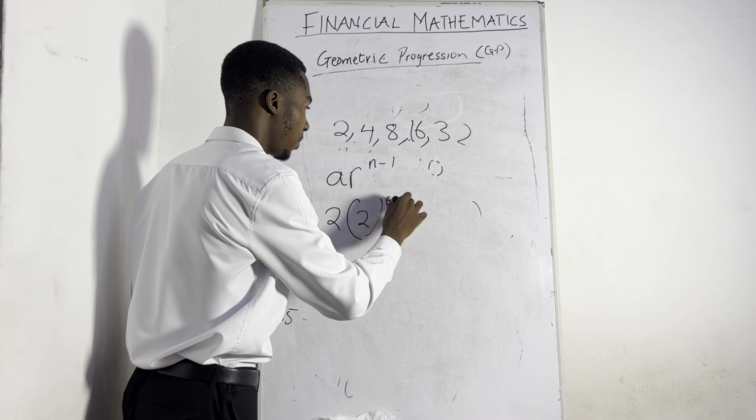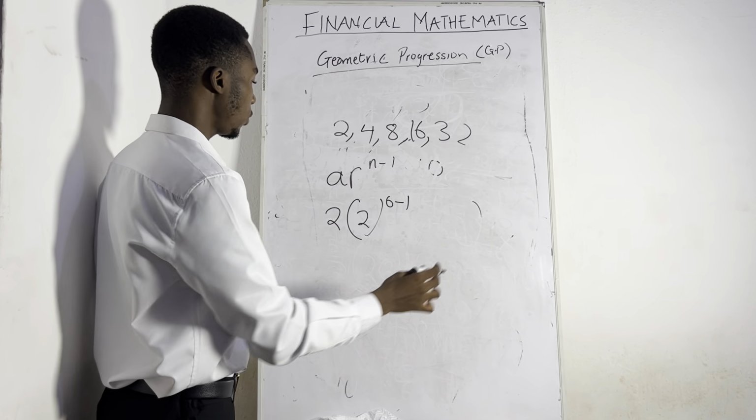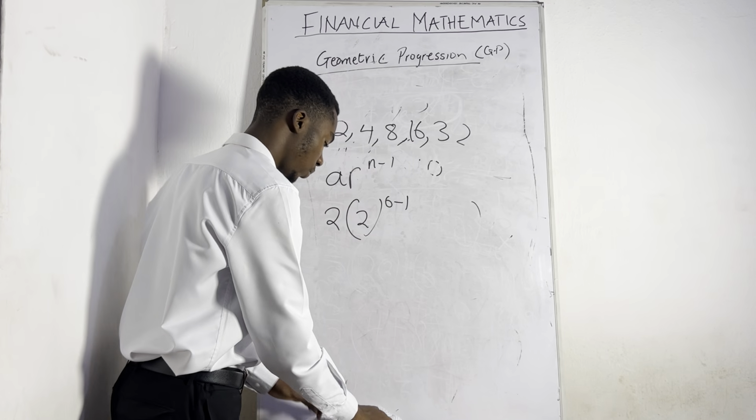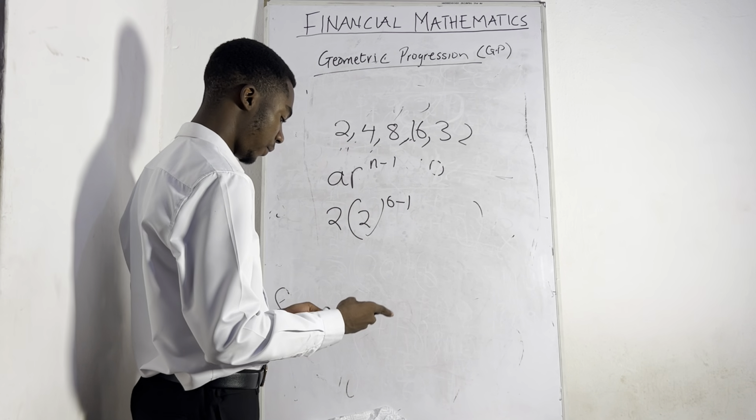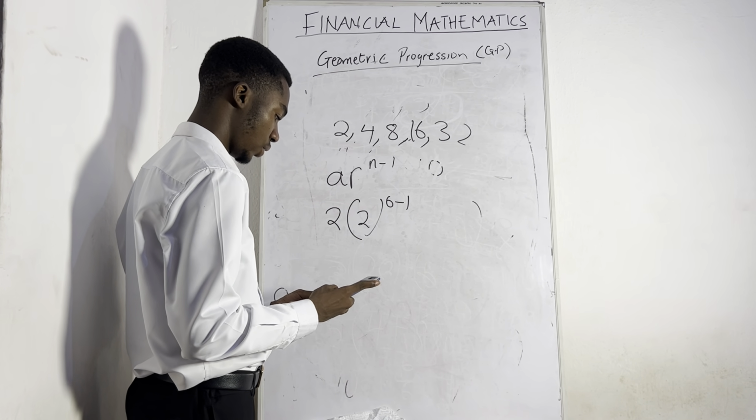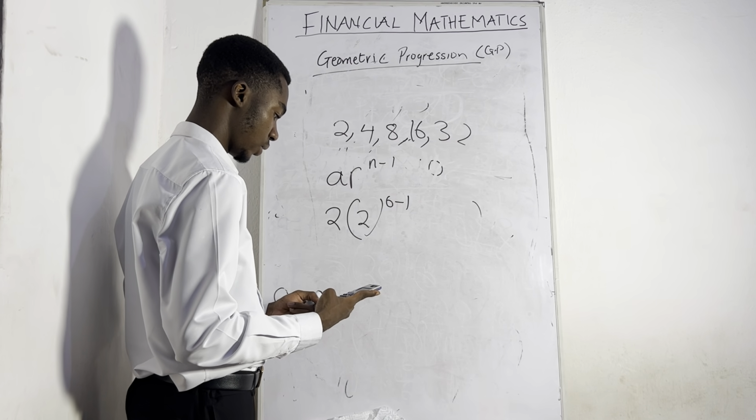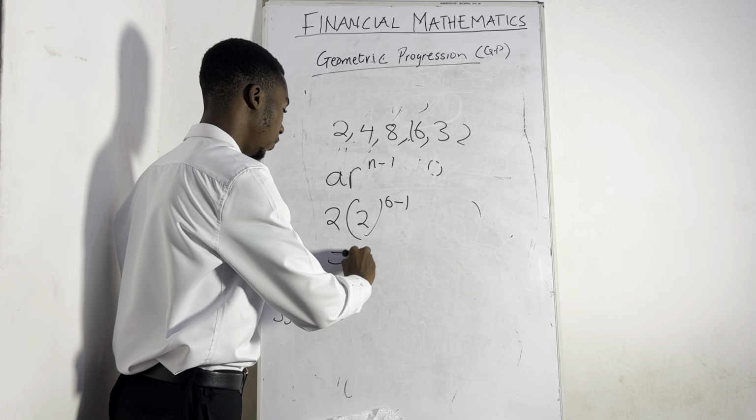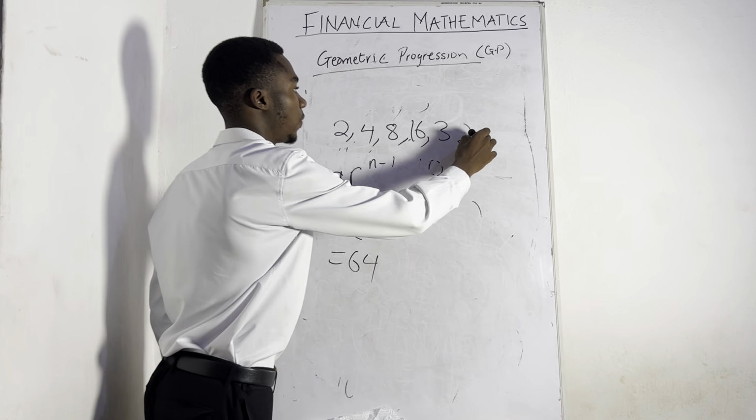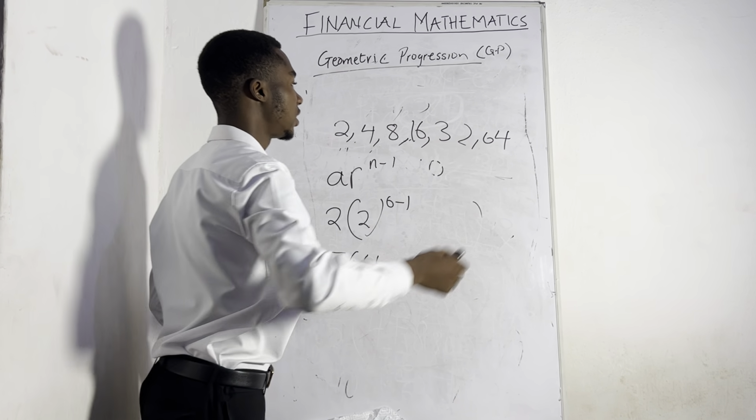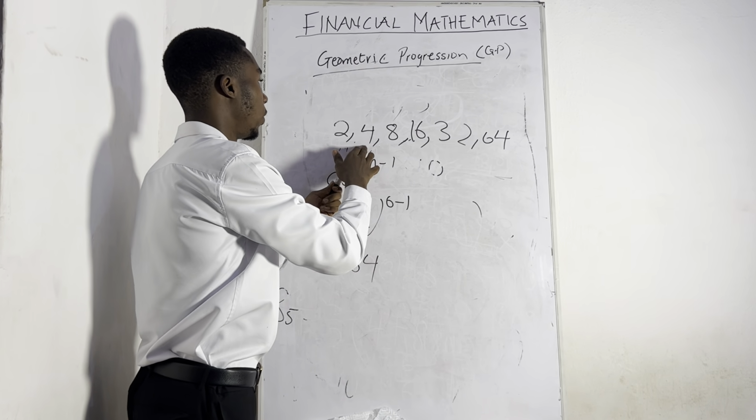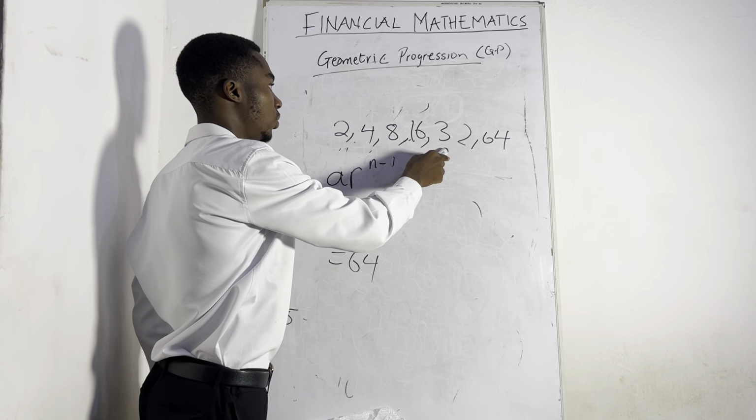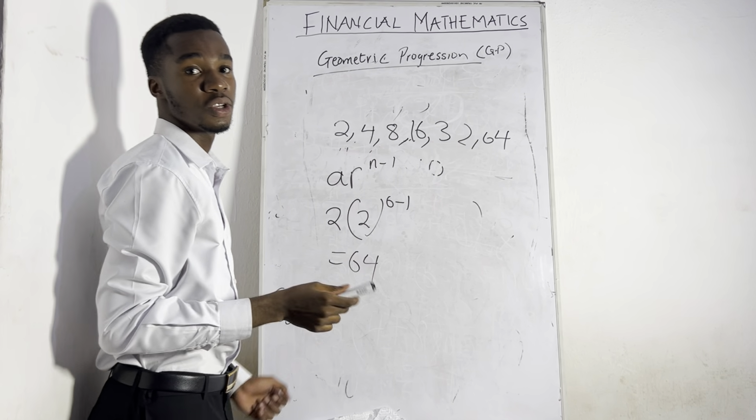So 6 minus 1, which is right here. You can just punch this on the calculator and see what you are getting. So we have 2 into brackets 2 exponent 6 minus 1. We are getting 64. So it means our sixth term will be 64. Let's see if it's correct. 2 times 2 is 4. 4 times 2 is 8. 8 times 2 is 16. 16 times 2 is 32. 32 times 2 will actually give you 64. So it means it's correct.